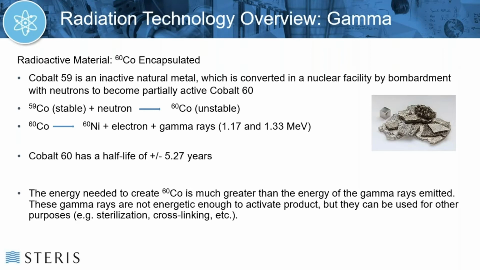In 50 years, 99.9% of cobalt-60 in a radiator would decay into inactive nickel-60. That would be returned to the supplier for reuse, recycling, or disposal after 20 years. So obviously, because it decays at that rate, we have to reload at given periods of time. It's important to note the energy needed to create cobalt-60 is much greater than the energy of the gamma rays emitted. The gamma rays emitted, therefore, are not energetic enough to activate product, but they can be used for other purposes, like sterilization or cross-linking, like we do at STERIS.